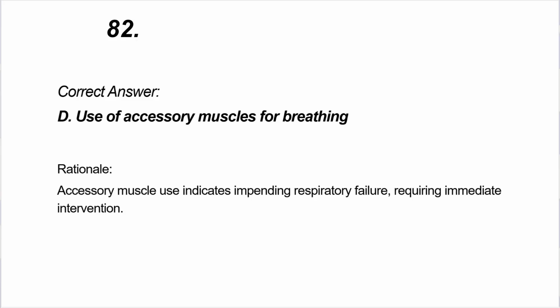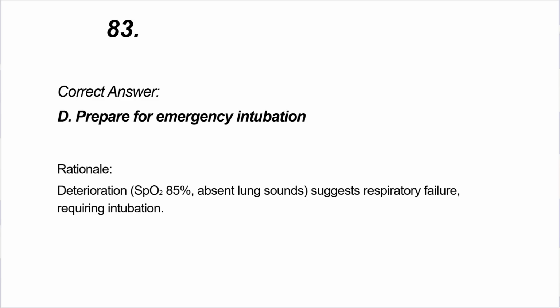82. D. Use of accessory muscles for breathing. Rationale: accessory muscle use indicates impending respiratory failure, requiring immediate intervention. 83. D. Prepare for emergency intubation. Rationale: deterioration, SpO2 85%, absent lung sounds, suggests respiratory failure, requiring intubation.